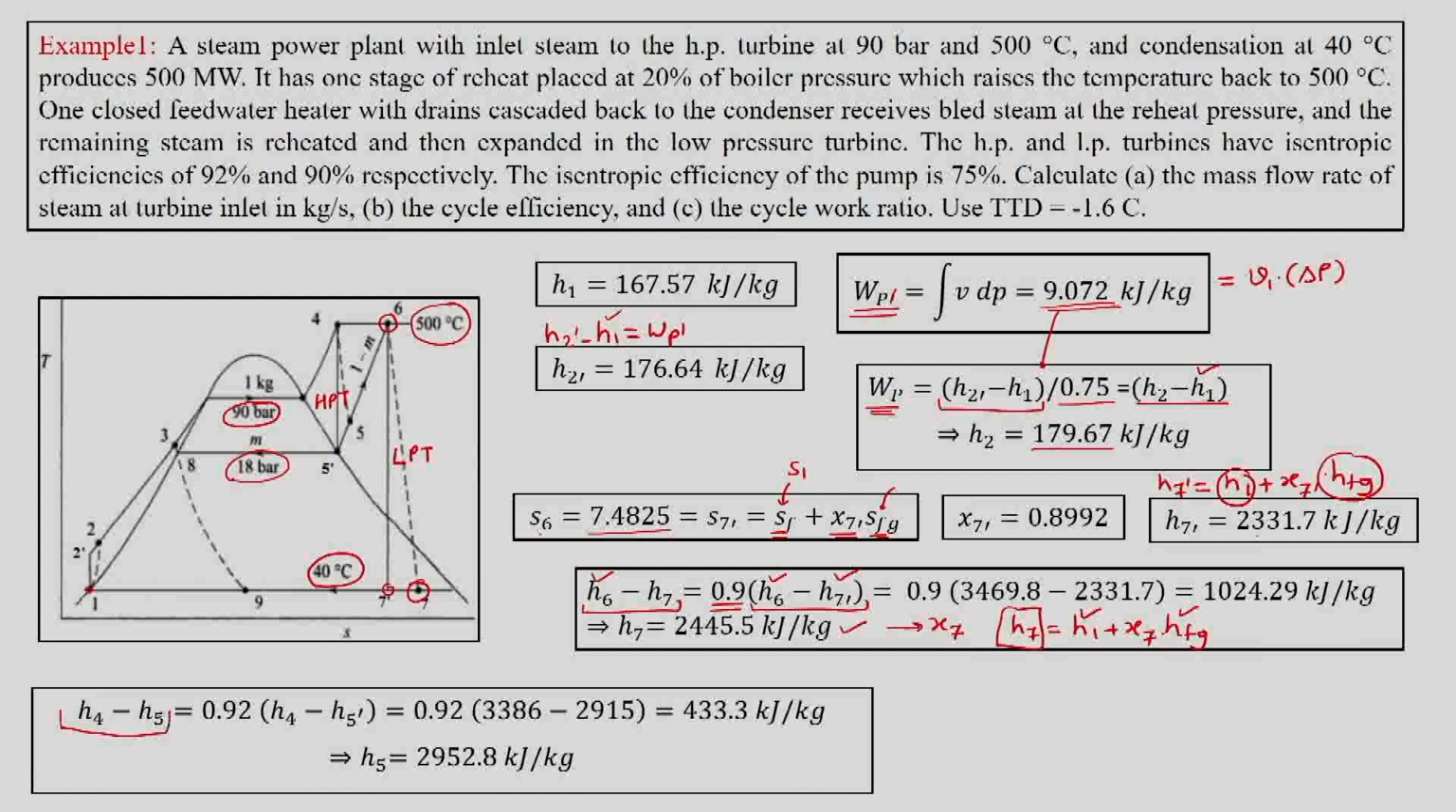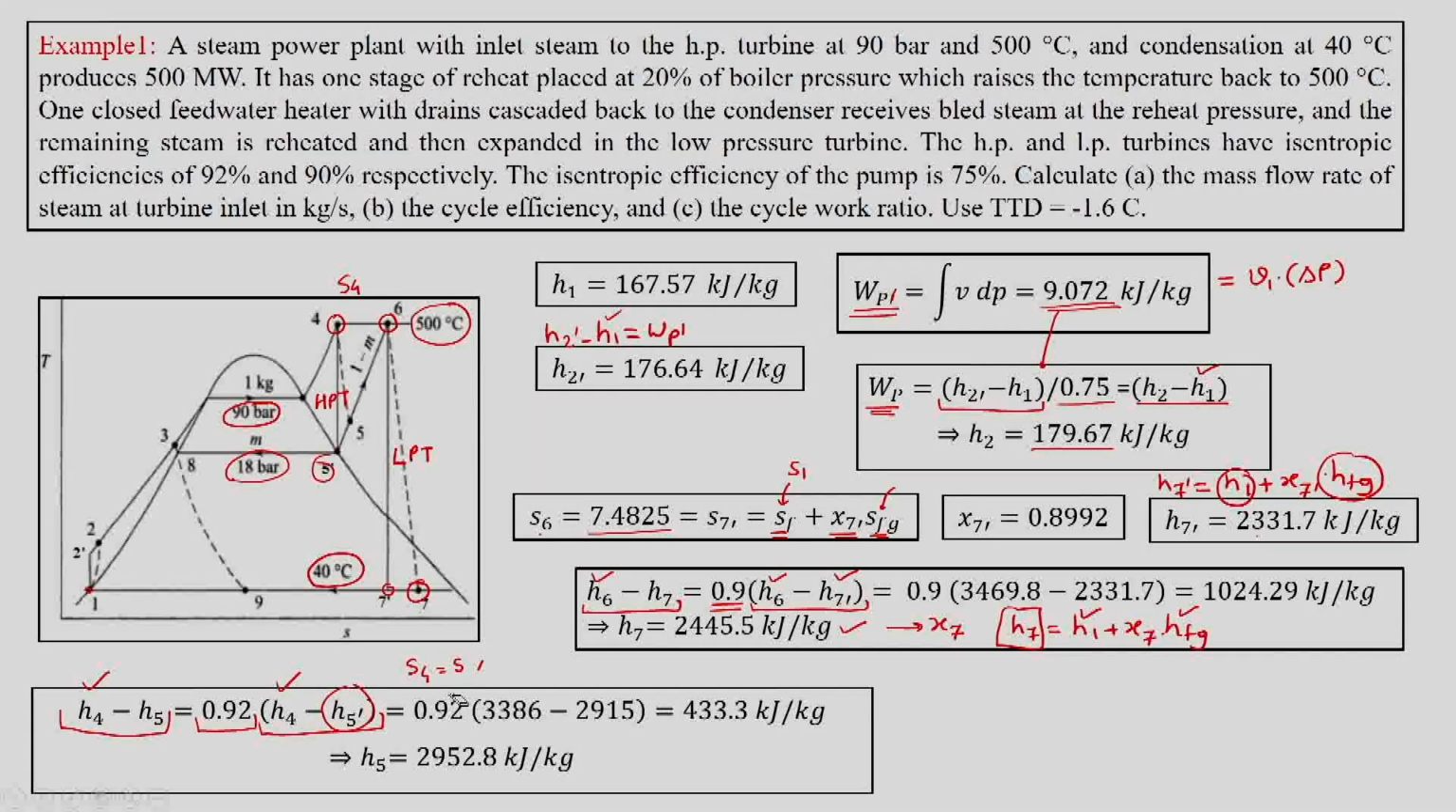In the case of the high pressure turbine, the actual work is equal to the efficiency of the high pressure turbine into the ideal work. So here the ideal work needs the enthalpy at H5 dash. For that, we can go to the superheated part of the steam table, to 500 degrees Celsius and 90 bar, and find out H4. So H4 is known, and then we can go to the same point and find out S4, but S4 is equal to S5 dash.